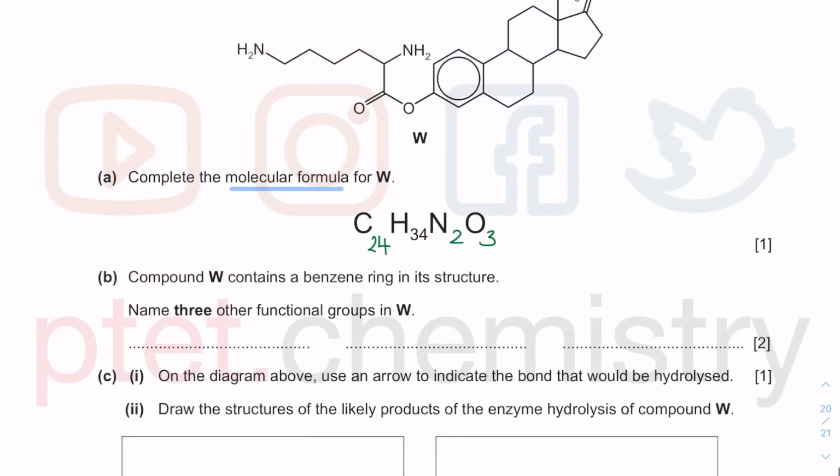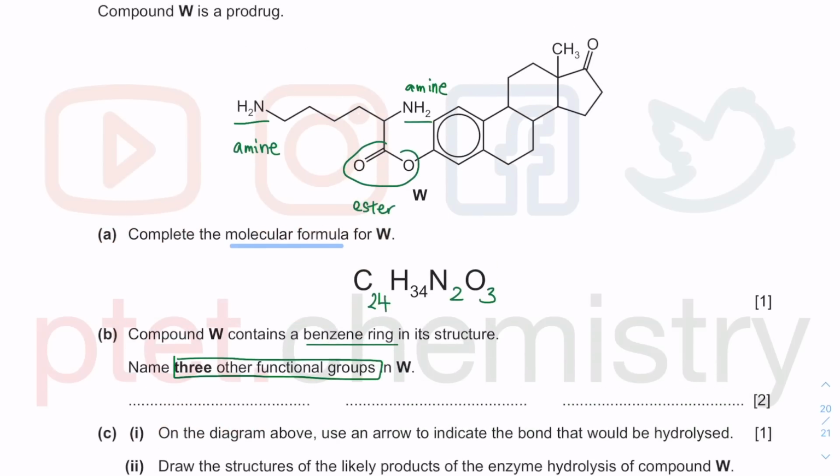Now compound W contains a benzene ring. Name 3 other functional groups that are not benzene. So we have an amine. This thing here is amine. This thing here is amine. This thing here is ester. This thing here is benzene. This thing here next to the CO carbonyl is carbon and carbon. So this thing is ketone.